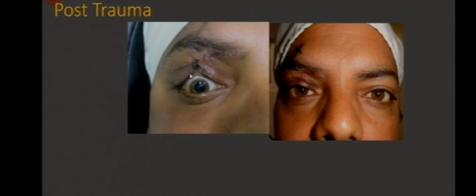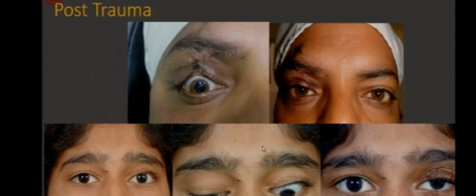But if it's a localized retraction, very localized to one particular part of the eyelid, you can just manage it with a pentagon excision, depending on the laxity of the eyelid. If not, a diffuse retraction obviously needs a skin graft, which Vikas has already shown in the photographs. I'm not going into the details of it.